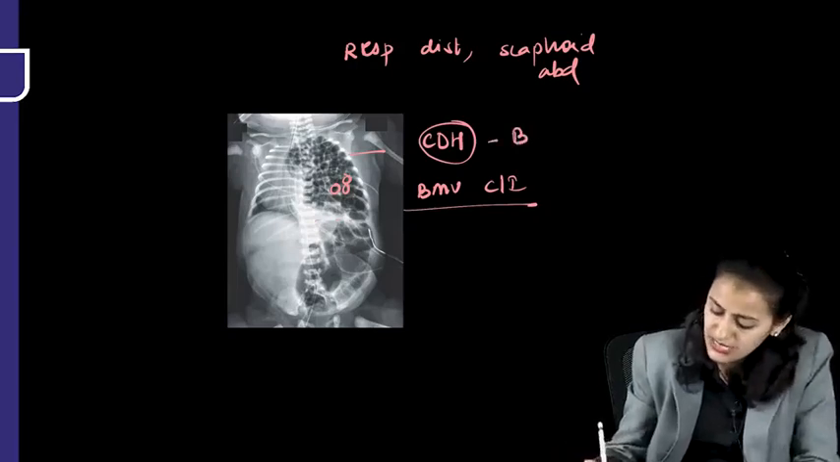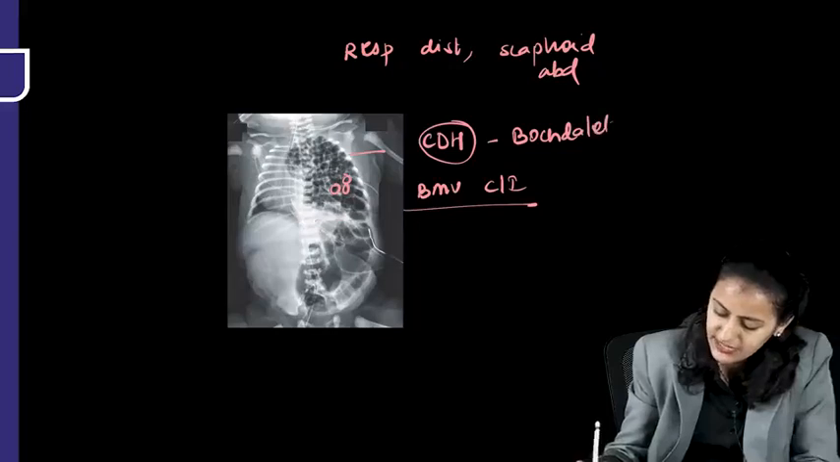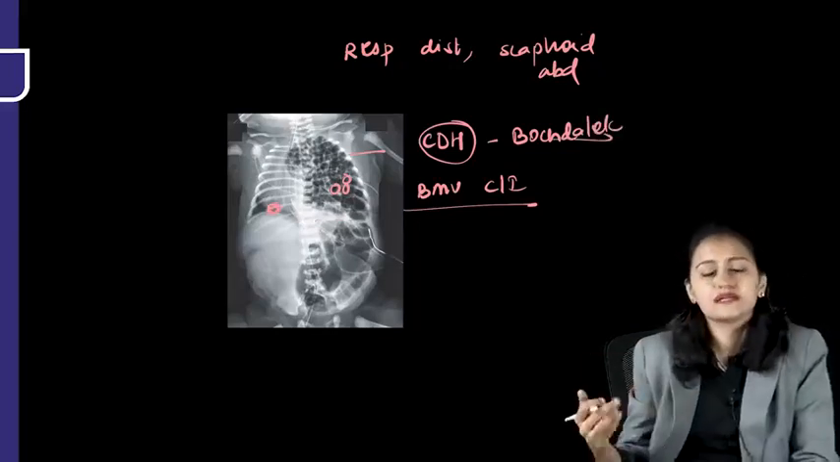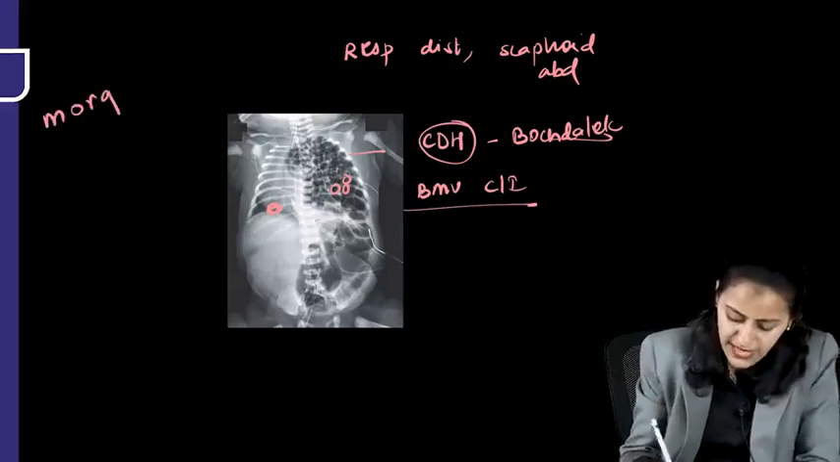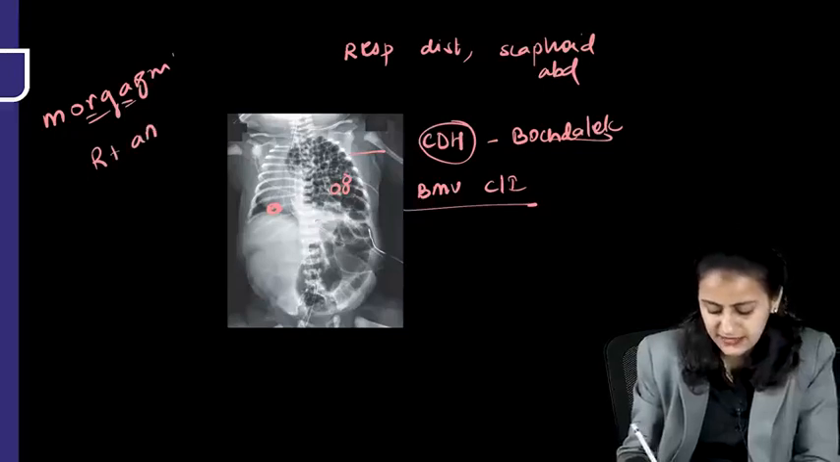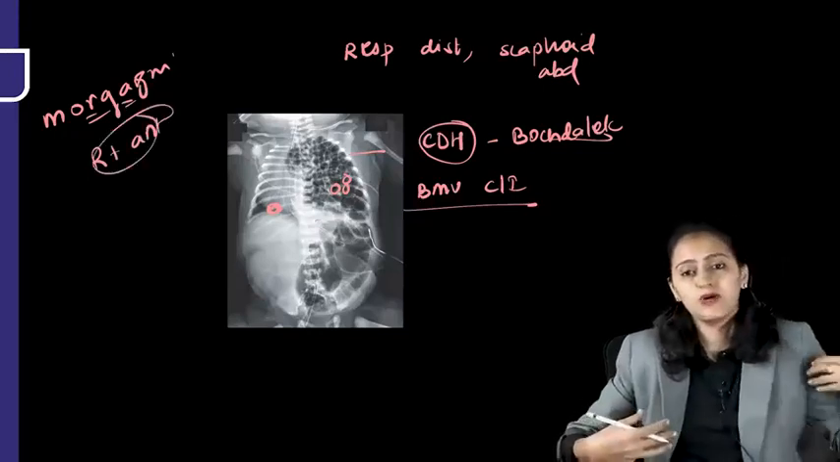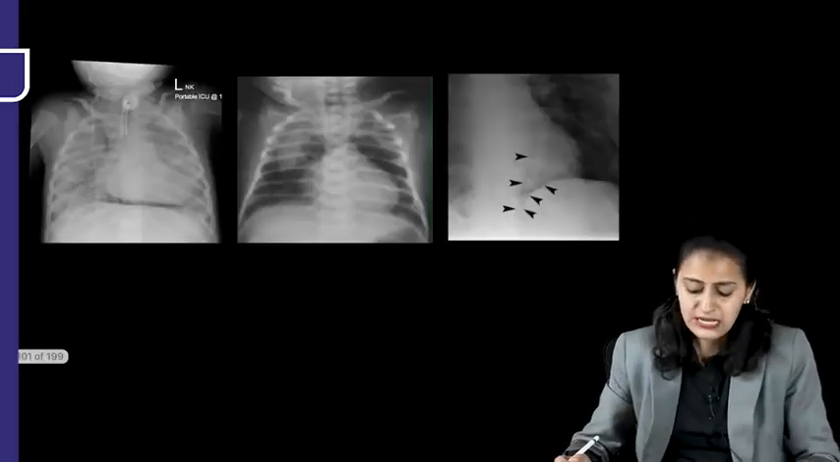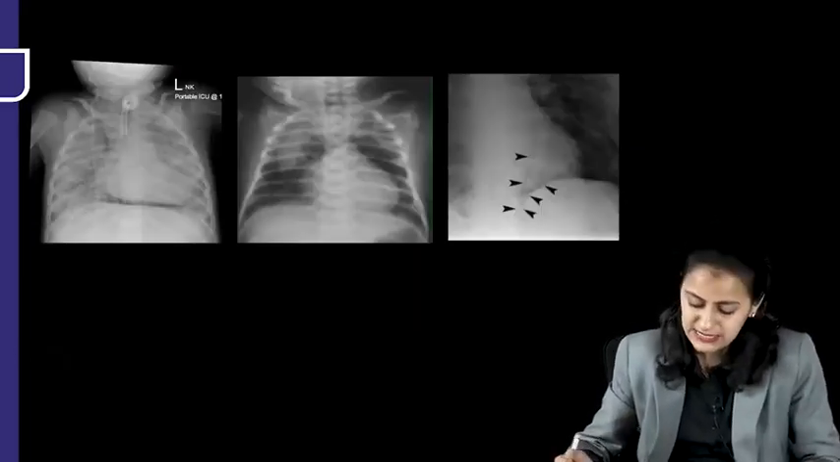The most common type is the Bochdalek hernia, which will be on the left side. Morgagni hernia will come. So when I write Morgagni, remember it is right and anterior. Bochdalek is the opposite, it is left posterior. Right? Coming to this one, what are we seeing here in these images?